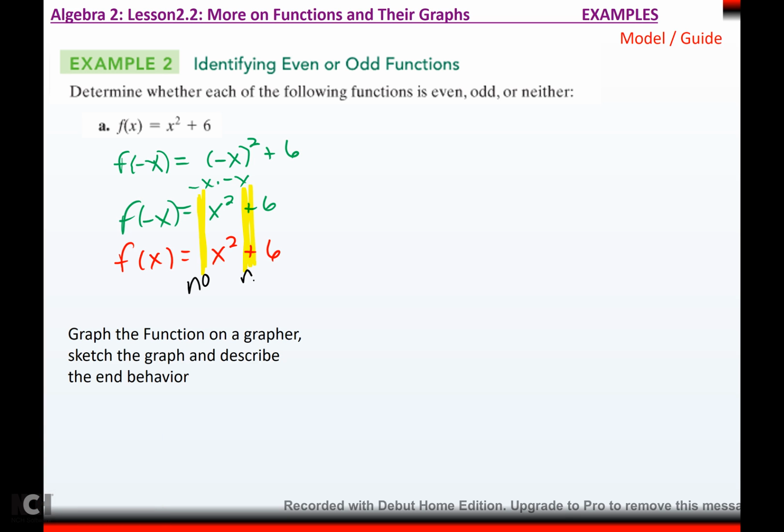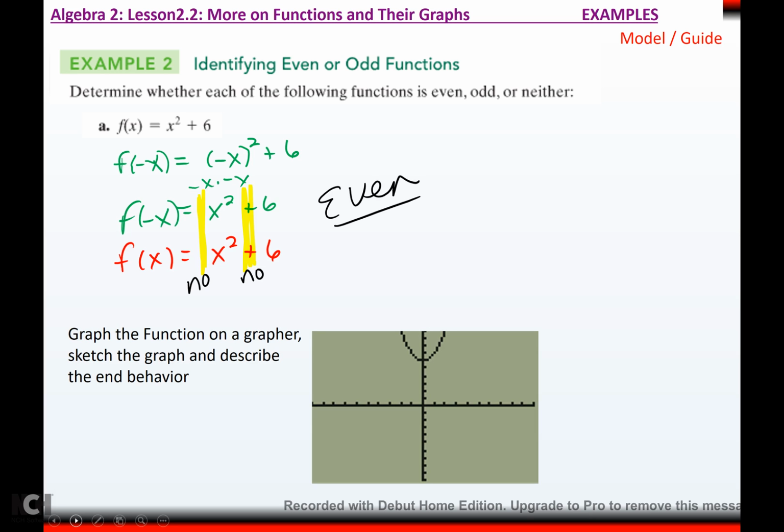No, the sign didn't change. No, the sign didn't change. Since no signs change, this function is even. Graphically, I can look at it and you can see that if I drew the right-hand side and I reflected it over, it would land right on top of the left-hand side, which means the y-axis cuts it in half, which, yes, means that it's even.